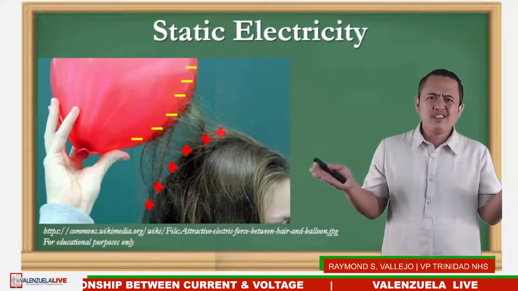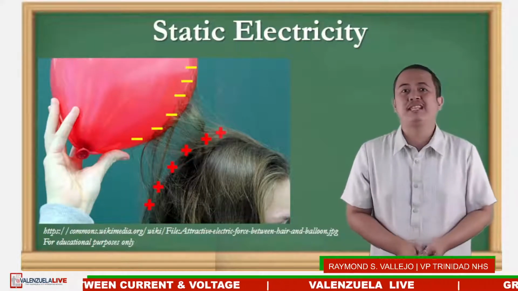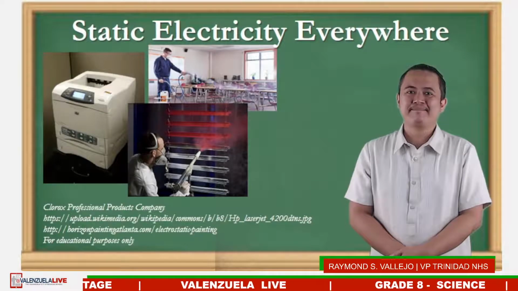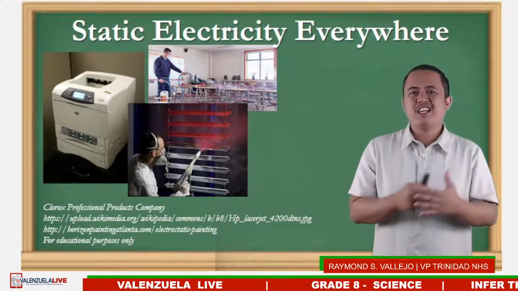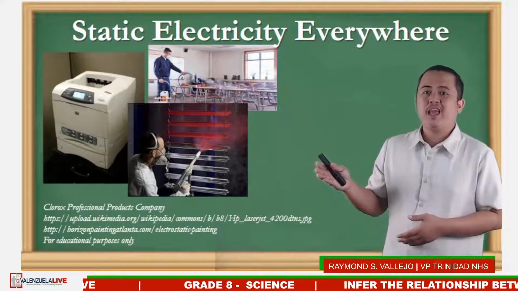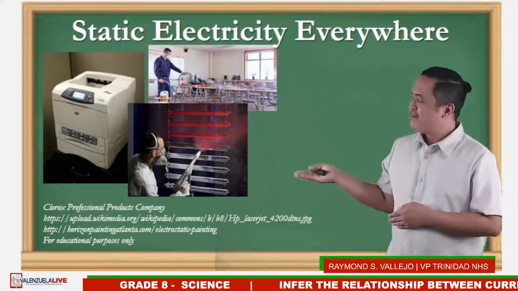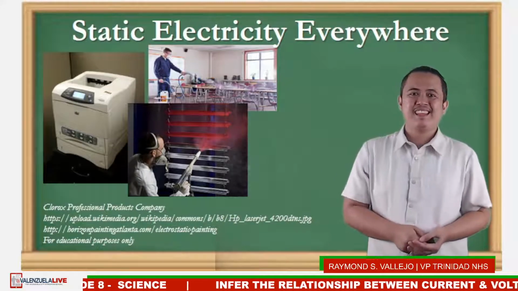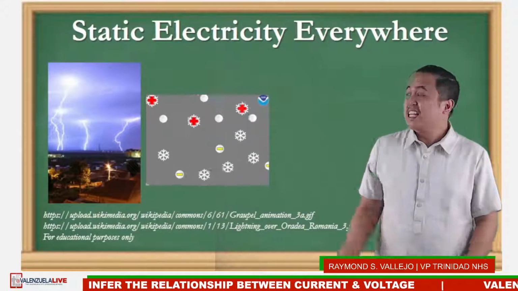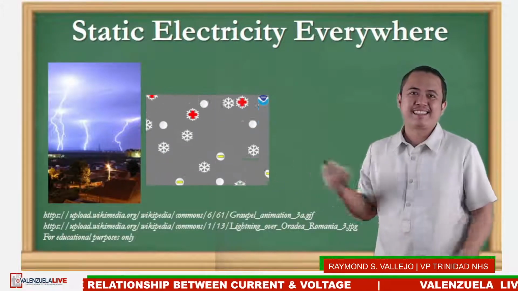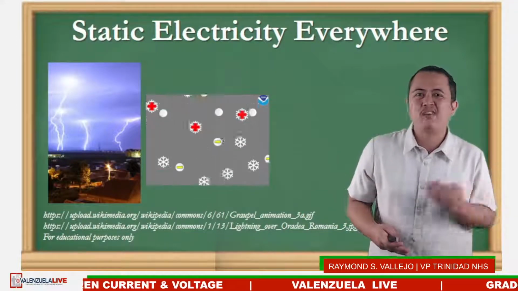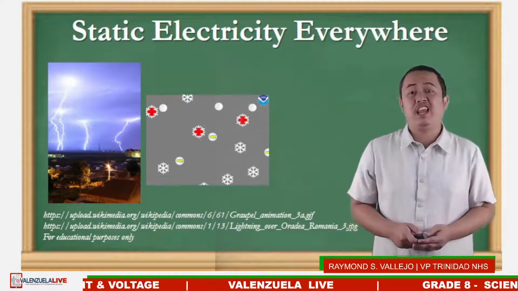Now, what are some real-life examples of static electricity that you know? Static electricity has several uses and applications like printing, painting, and dusting. Now, do you know that lightning exhibits static electricity? Lightning is a very powerful and dangerous example of static electricity in nature.